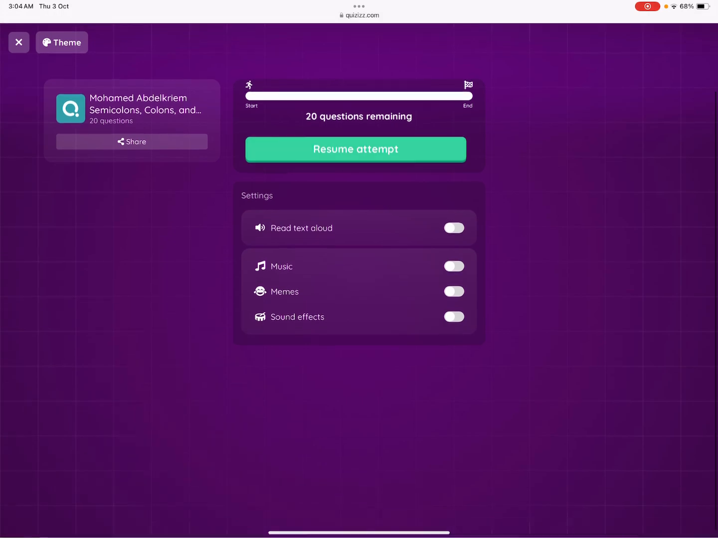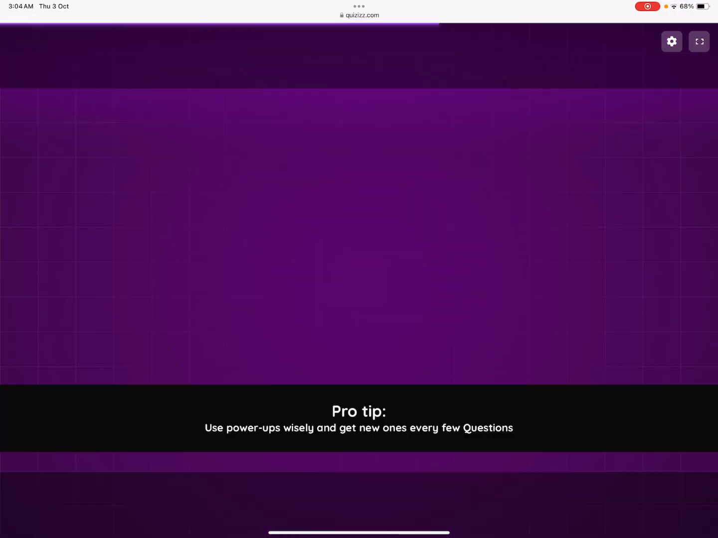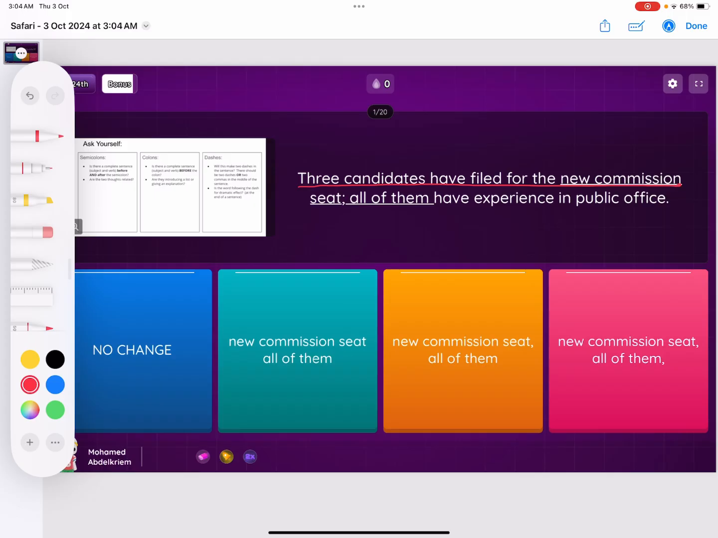Just make sure that you have a pen and a paper handy so you can jot down anything worthwhile. The first part here: "3 candidates have filled for the new commission seat." This is an independent clause, because it starts with the subject, which is 3 candidates. It doesn't have any subordinating conjunction. And then "all of them have experience in public office." So here I have another independent clause, and we said before, whenever we're having 2 independent clauses, you can join them using a semicolon. So this structure is correct. So no change is the correct answer.